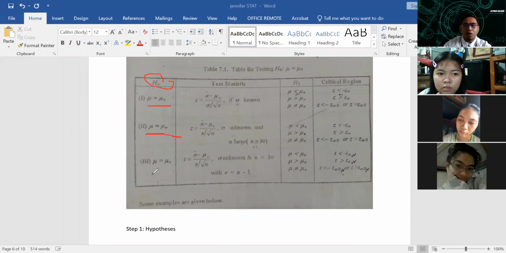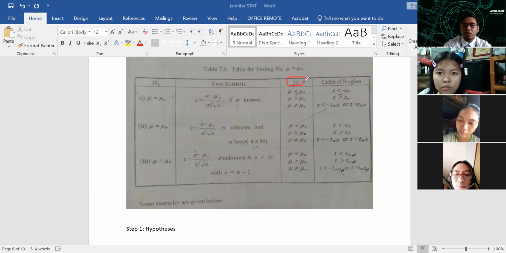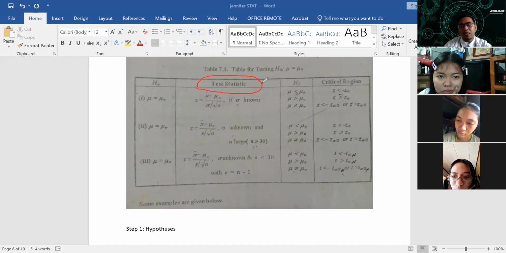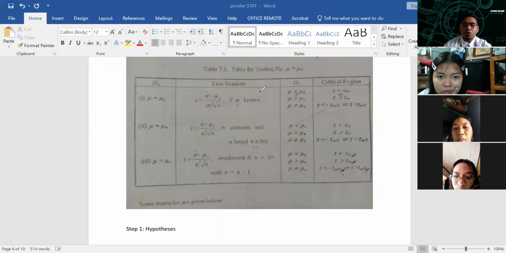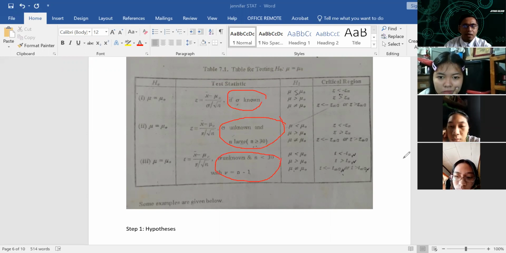When you look here, it is always equal, right? While your alternative hypothesis can either be less than, greater than, or not equal. And the same with the other cases. There are three sets, because that will be based on your test statistics, in determining the correct test statistics to be used. In determining the correct test statistics for your problem, you have to consider these three conditions.